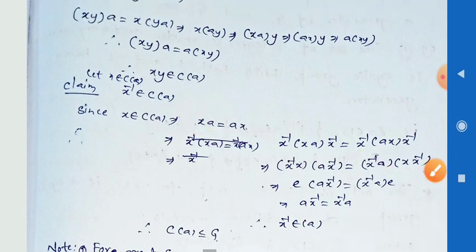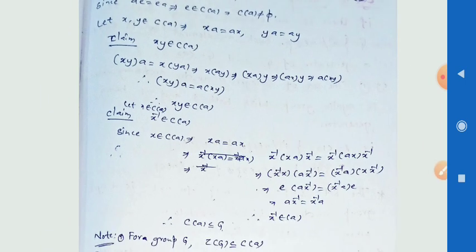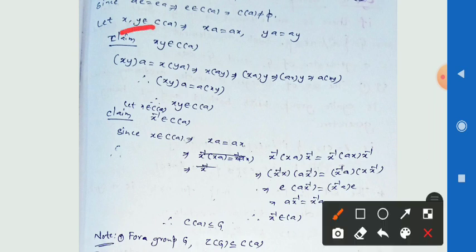Here two conditions are satisfied. I have taken x comma y belongs to C of A. Then we can conclude that xy belongs to C of A, and here x belongs to C of A, then x inverse belongs to C of A. Last class we discussed, if a comma b belongs to H, then we show that ab belongs to H. If a belongs to H and a inverse also belongs to H, by these two conditions we can conclude that H is a subgroup of G.